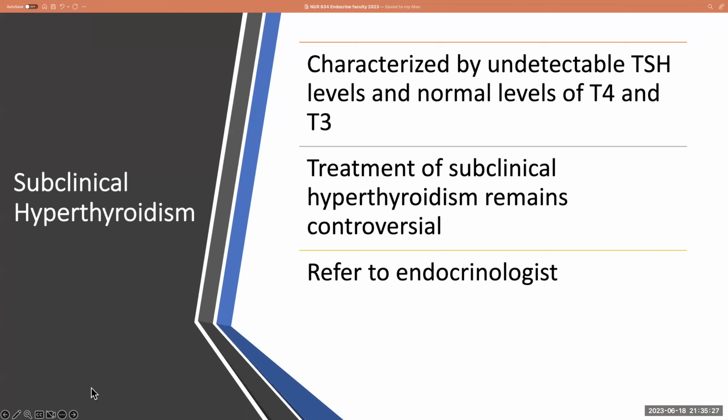Lastly, there is subclinical hyperthyroidism. And it's characterized by undetectable TSH levels. So your pituitary is not the problem, but the TSH is hardly there. However, they still have normal T4 and T3. So the treatment of this subclinical hyperthyroidism remains a little controversial, and these would always be referred to endocrinology.